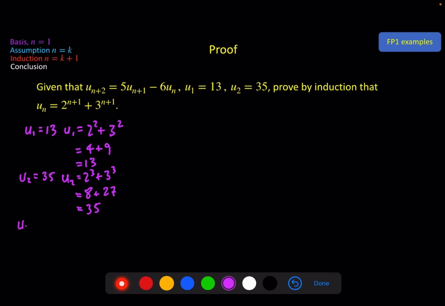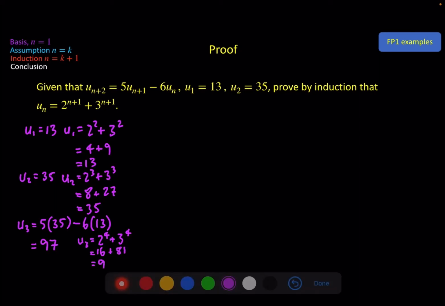And then u3, which is the first time we've used the recurrence relation, 5 times u2 minus 6 times u1. If you put that on your calculator, you get 97. And in the nth term, u3 needs to be 2 to the power 4 plus 3 to the power 4, which is 16 plus 81, also 97. So this is true for n is equal to 1, 2, and 3.